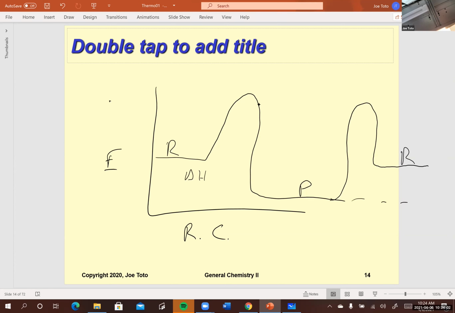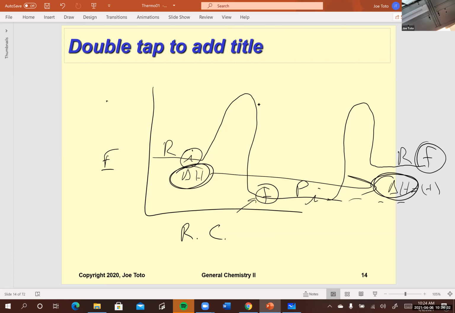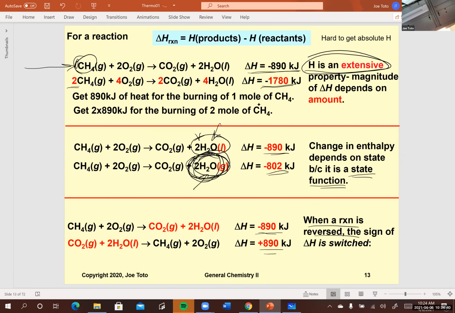Again, the delta H is this sign, but you see final minus initial in this scenario is going to be negative because this is less. But these amounts, this distance is the same as this distance over here. It's just the sign that's different. Okay. So that's what this is saying.